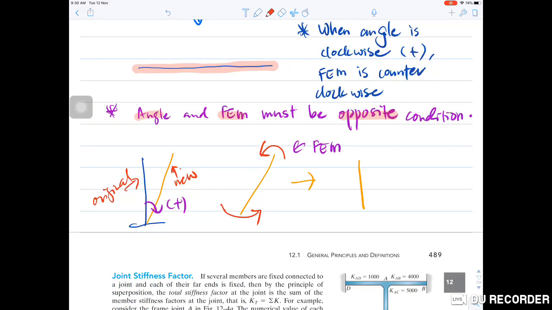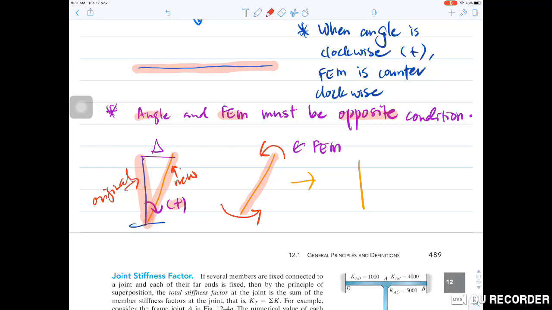Okay, let's look at one example of column. Column is vertical member. Means that the delta is horizontal, because the member and the delta must be perpendicular. Okay, the incline is the new position. The angle rotation is clockwise. So this is the new position of the column, the incline member. This is due to the delta or side sway condition.